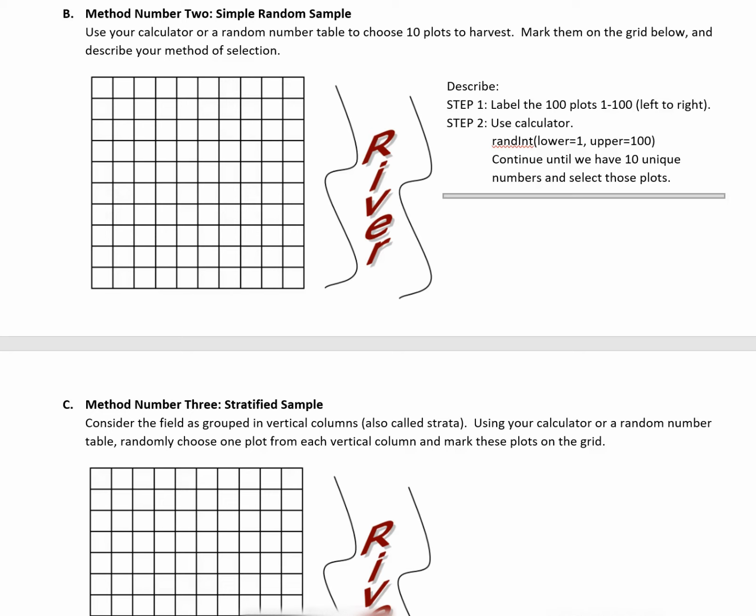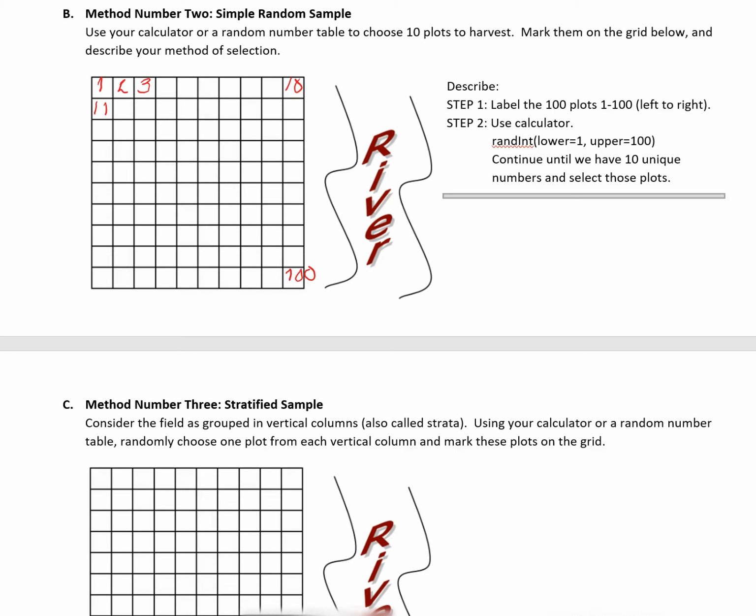Okay, so now we actually need to do this. So step one is going to be the same for everybody. So we're going to label our plots 1 to 100. I'm only going to label a few. So basically what we're saying is, this would be plot 1, 2, 3, all the way to 10. Okay, this would be 11. And I'm going to keep going all the way across until I get to 100. Okay, if you chose to label up and down, that's fine. It is random, so it doesn't have to be the same.